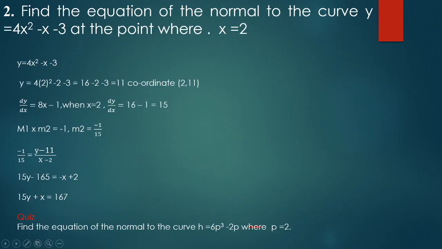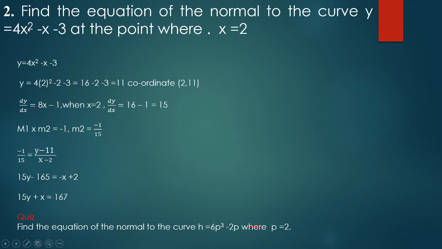Example number 2: find the equation of the normal to the curve y equals 4x squared minus x minus 3 at the point where x equals 2. Remember, here you don't have the coordinate. So the first thing to do is to find the coordinate. For us to find the coordinate, we substitute x in the equation to find the value of y.